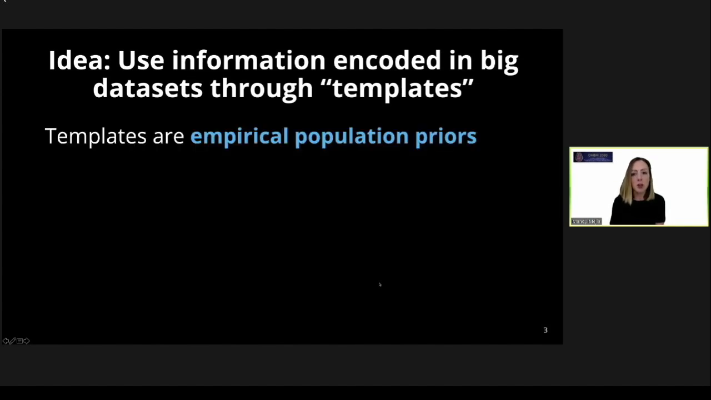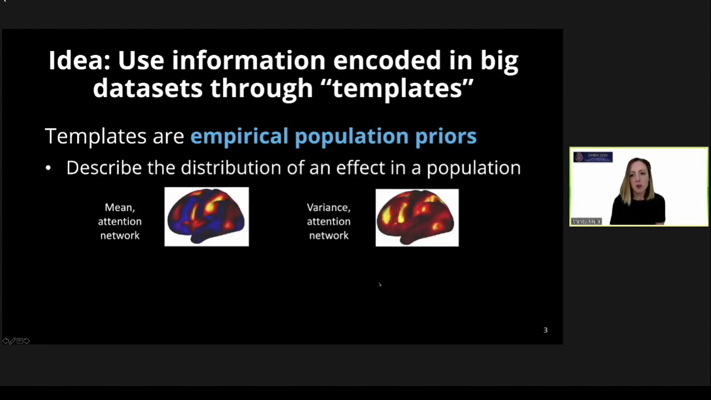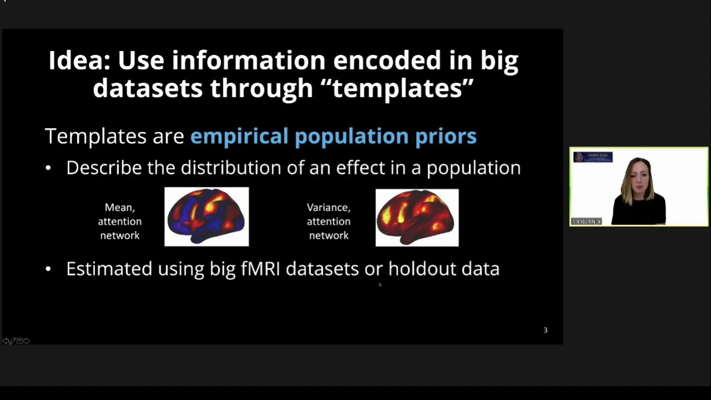So templates are empirical population priors, and they describe the distribution of an effect in a population. Here I'm showing the mean value across a population of an attention network, as well as the variance between subjects in that population of that same network. These can be estimated using big fMRI data sets or using holdout data for a more specialized template.